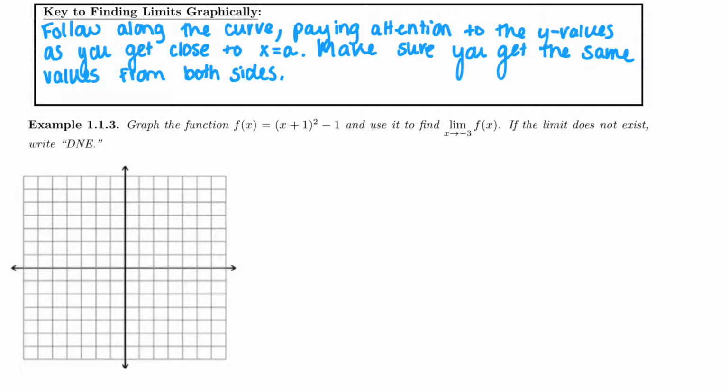So we are going to graph this function f of x equals the quantity x plus 1 quantity squared minus 1, and we're going to use it to find the limit as x approaches -3 of f of x. If the limit doesn't exist, we write DNE. So quickly, this is a parabola, a recall from Math 126. Because there's no negative out front, we know it opens up, so it's going to look like this.